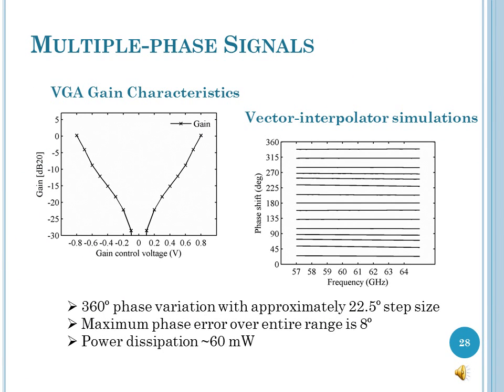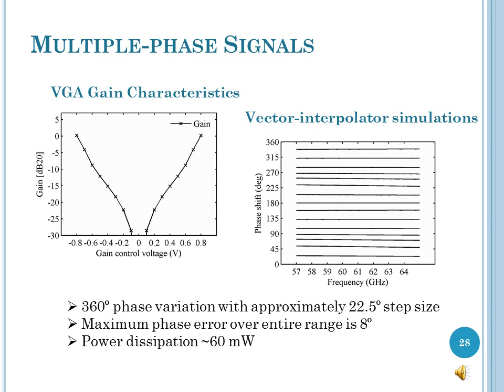The plots give the gain characteristics of the variable gain amplifier and the simulation results of the interpolator. The gain varies almost linearly with the control voltages applied to the pre-distortion circuit. A variation from 0 dB to minus 30 dB was achieved with a gain control voltage variation from minus 0.8 volt to 0 volt. The simulation results of the entire vector interpolator system can be seen from this plot.